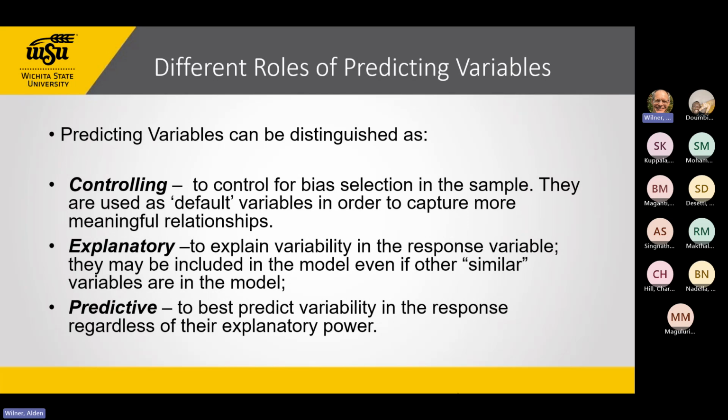So what we're going to do is consider the 3 types of variables in any one given model. Some of the variables are controlling variables. We've already decided we're going to keep them. They're in the model. They're just fixed, okay? We're controlling for selection bias. These are default variables in order to capture more meaningful relationships. Others are variables that we're trying to see if they explain the response, the explanatory variables, and finally, predictive variables. We are trying to use these variables to see if we can best predict the variability.